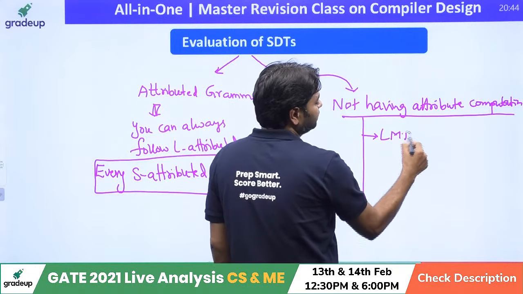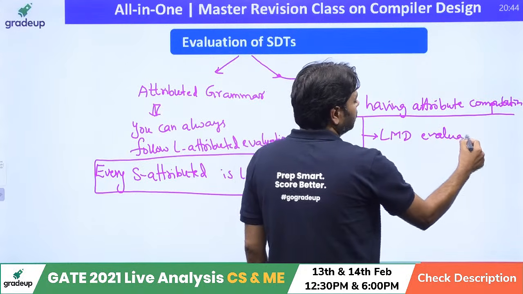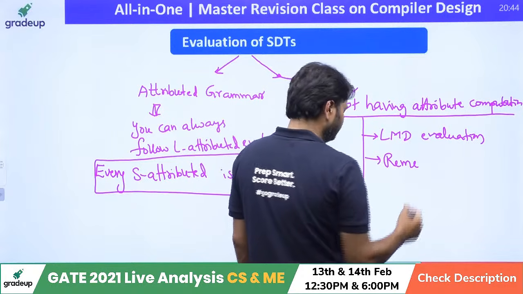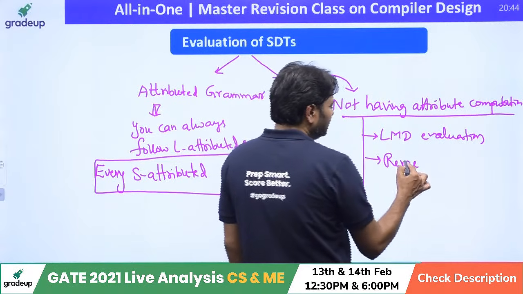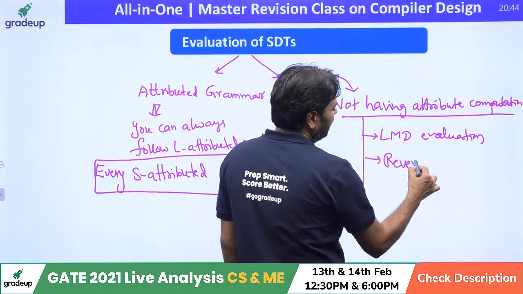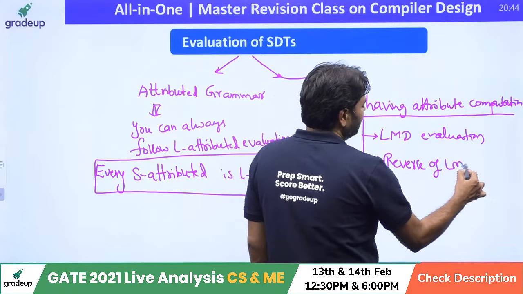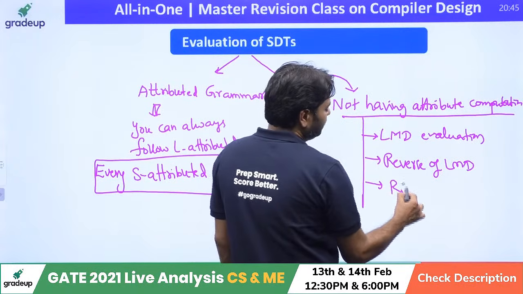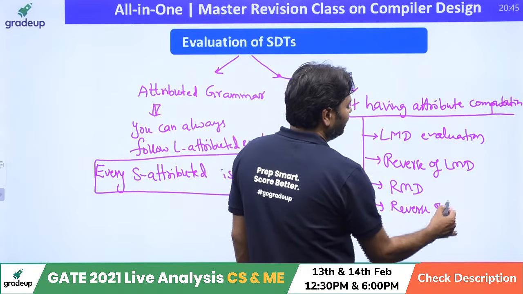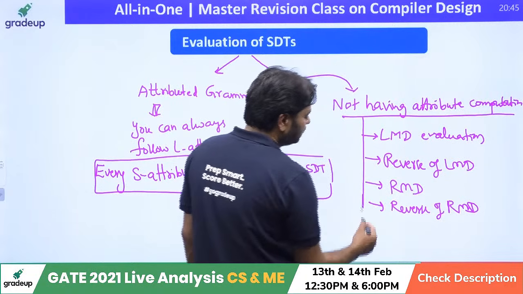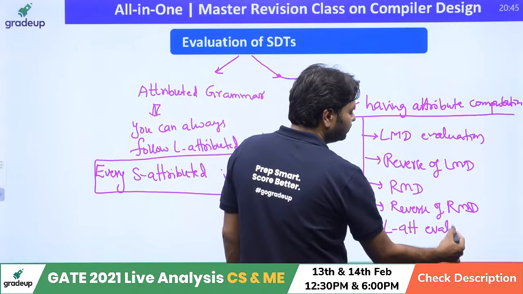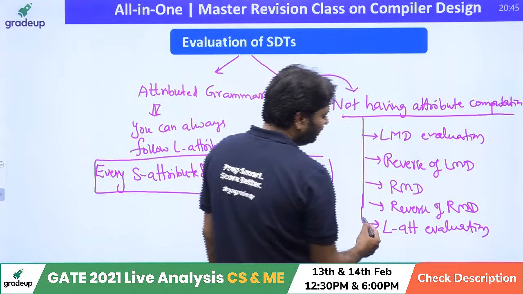LMD evaluation is different. There is top-down parsing. Even the reverse of LMD I can create. Few people understand this, because I am not teaching now. I am only making you revise. Reverse of LMD, RMD, reverse of RMD. I can create my own technique if I want, but anyhow I am not creating. L attributed evaluation. Even I can create reverse of L attributed.